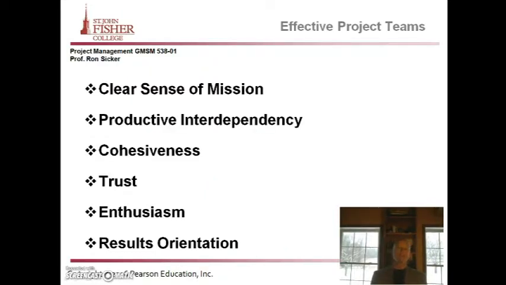So effective project teams have a clear sense of mission. They understand why it's important. They understand why it's important for the organization. And just as importantly, they need to understand the sense of mission and why it's important for themselves. What's in it for them? Is it going to help their career? Is it going to offer exposure to upper management?